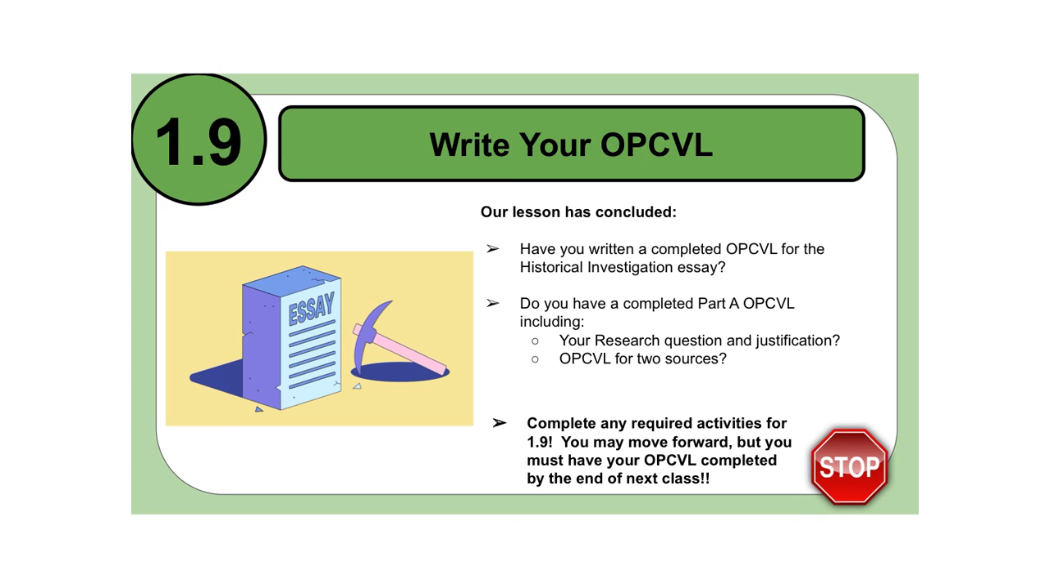So lesson 1.9 has concluded. At this point, have you written a completed OPCVL for the historical investigation essay? Probably not, because we just finished this video. Do you have a completed part A OPCVL, including your research question, justification, and the OPCVL of two sources? That's what you need to be working on at this point. Please make sure you complete any activities for 1.9, and then start working on this OPCVL and typing it. Thank you so much for your time, and have a great day.